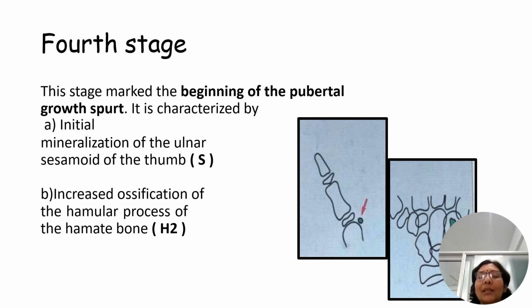The fourth stage marks the beginning of the pubertal growth spurt. It is characterized initially by the mineralization of the sesamoid bone of the thumb. Second, there is increased ossification of the hamular process of the hamate bone, as you can see in this figure.